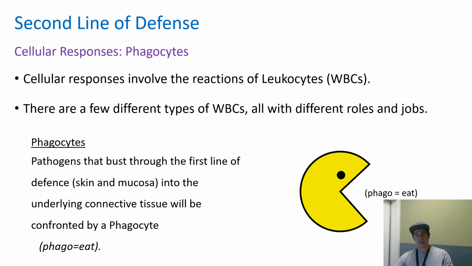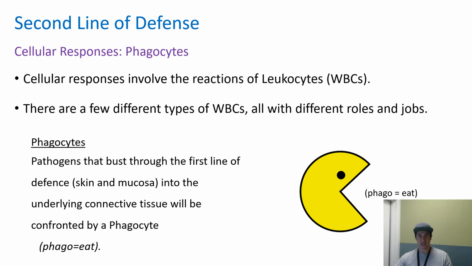Now we're going to look at our second line of defense. So this is cellular responses. This is where we start looking at our white blood cells and what they're doing. Cellular responses involve the reactions of our leukocytes. Leukocytes means white blood cells. There are a few different types of white blood cells, all with different jobs and roles. It can get very technical. We're going to try and simplify these into the main ones that are involved with our second and third line of defense.